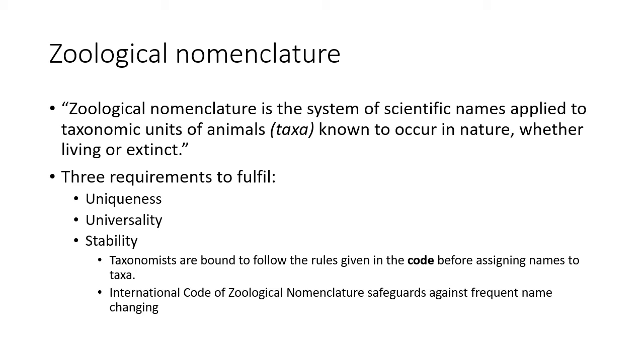And the taxonomists, when they're naming a species, have to follow rules. They have to define different types of specimens. It's a lot of work to give a species a name. And this International Code of Zoological Nomenclature safeguards against frequent name changing. So you cannot change the name just because next year there is a new political party and you want to appease them.